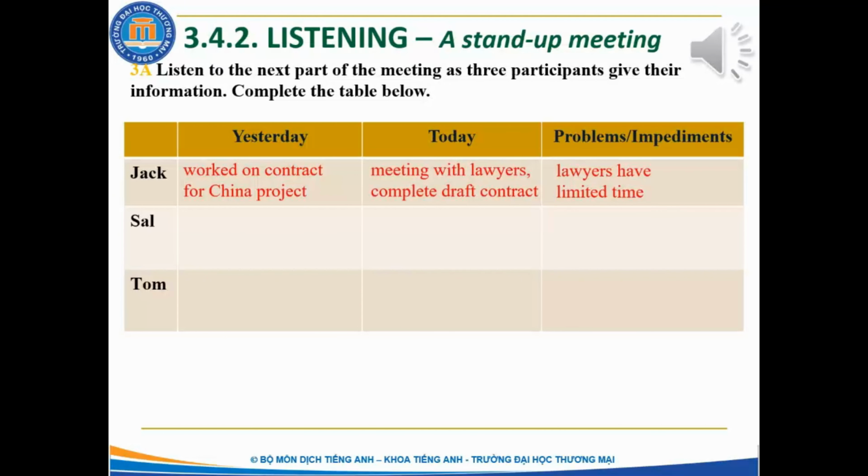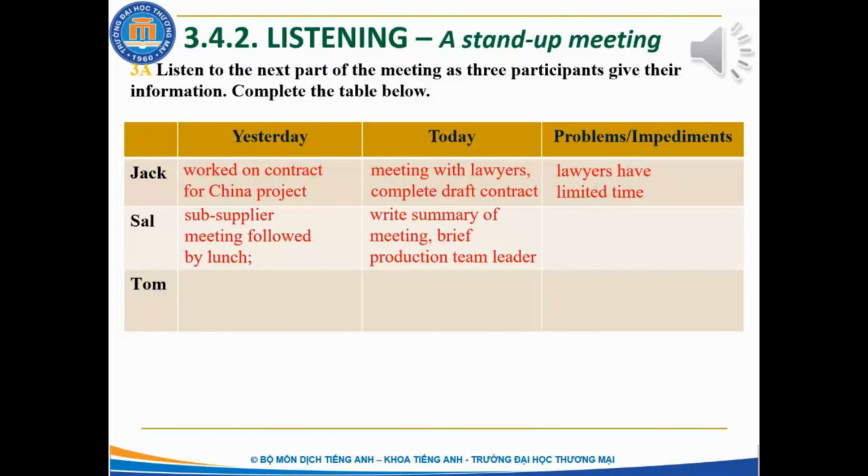Alright, so what did Son do yesterday? So yesterday she had a meeting with a sub-supplier, right? And after that, they went for lunch, alright? And for today, she's planning to write a summary of the meeting and brief the production team leader, alright? And there is no problem with her. Right, so now you listen for the information given by the last person, Tom.